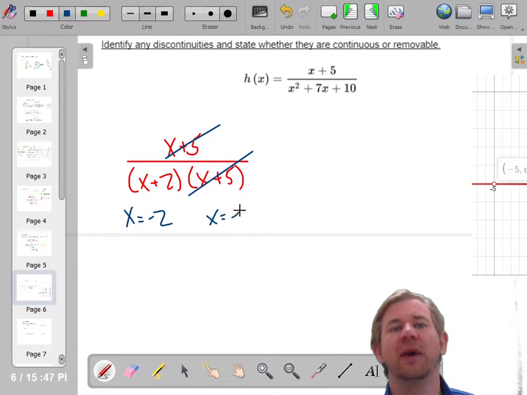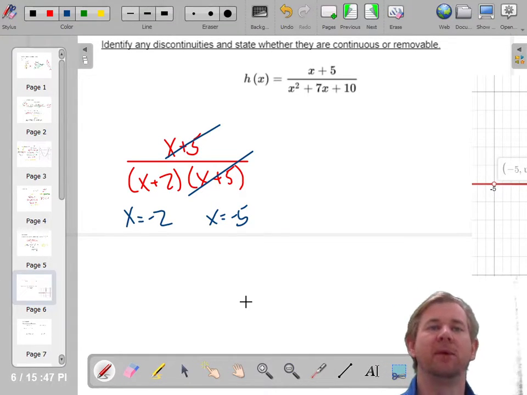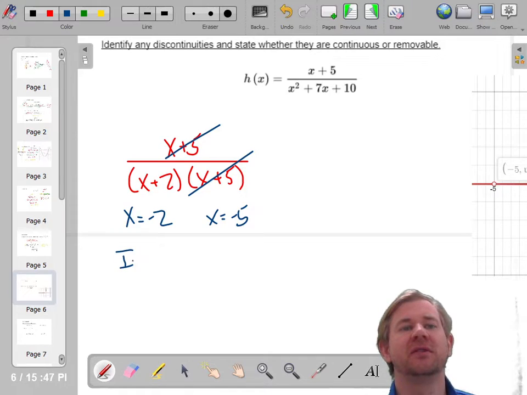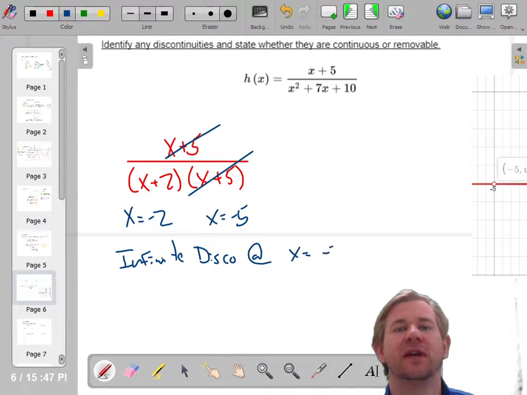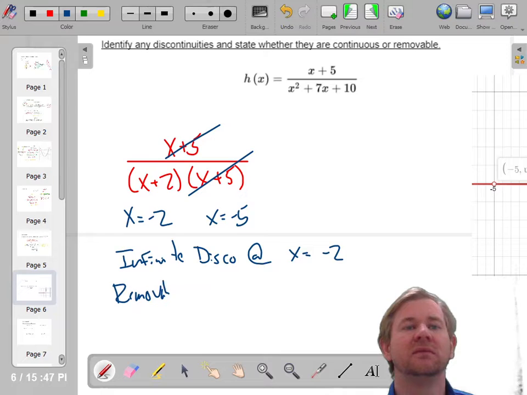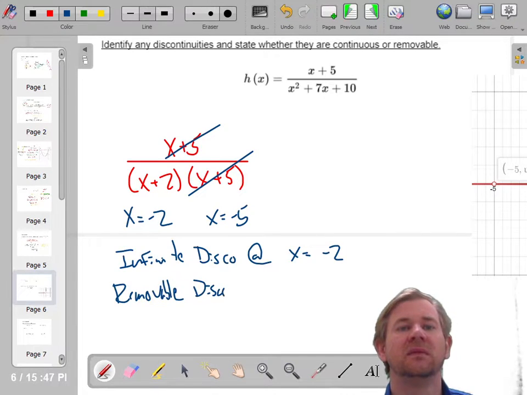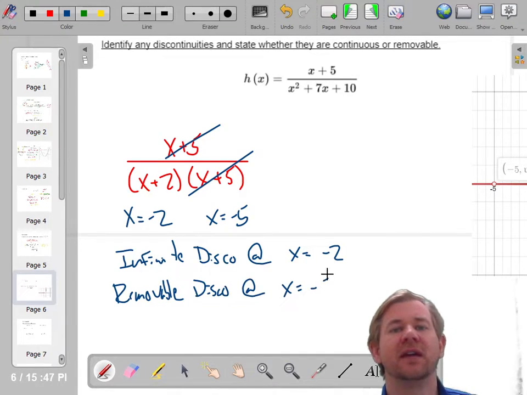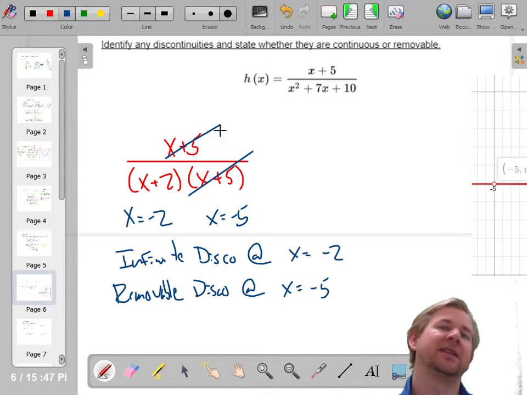So discontinuities at -2 and -5. And we need to remember that this one doesn't cancel, so that's called an infinite discontinuity. That's at x equals -2. And then we have a removable discontinuity at x equals -5, because when this equals 0 is -5, and that canceled out.